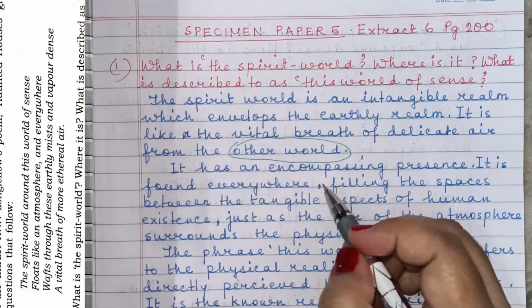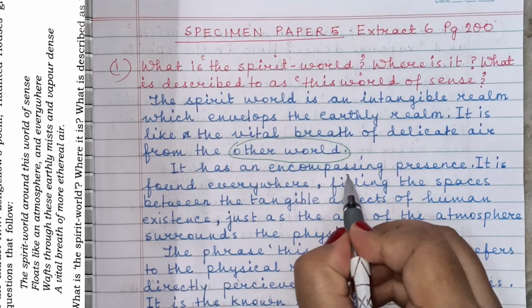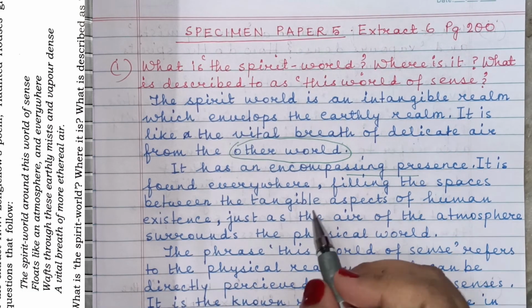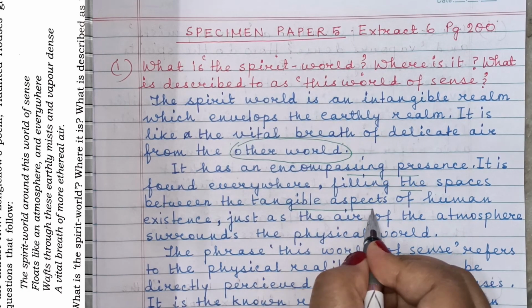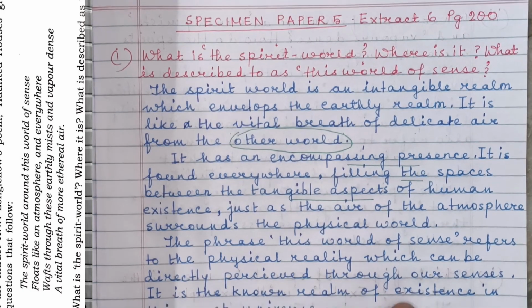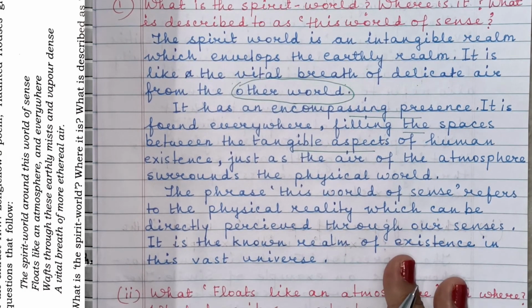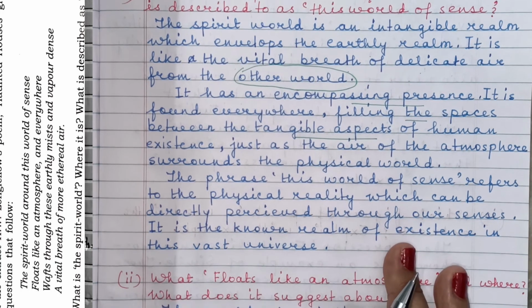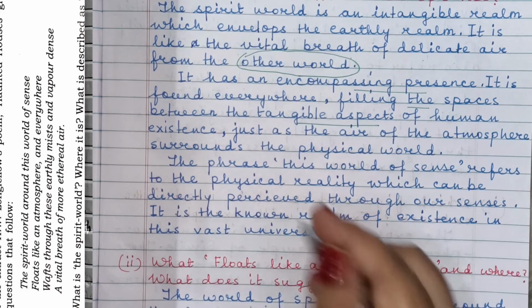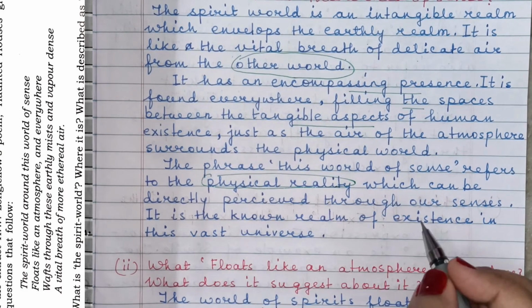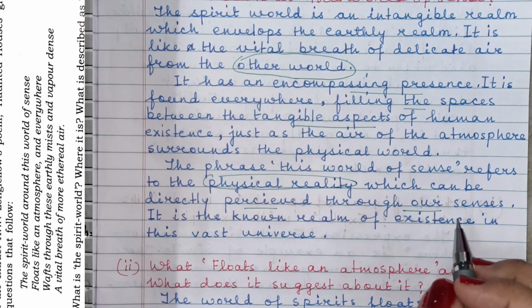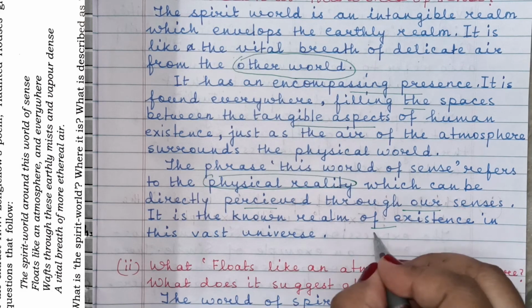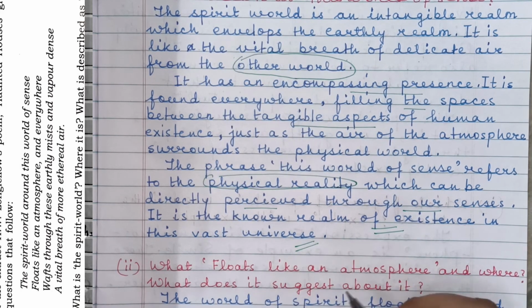Life after death. Where is it? It has an encompassing presence present everywhere. It is found everywhere, filling the spaces between the tangible aspects of human existence, just as the air of the atmosphere surrounds the physical world. And what is described too as this world of sense? The phrase, this world of sense, refers to the physical reality, which can be directly perceived through our senses, tangible reality. It is the known realm of existence in this vast universe.